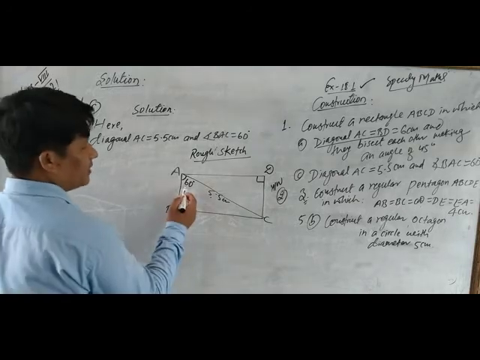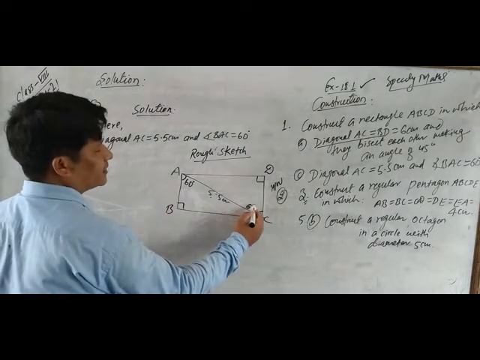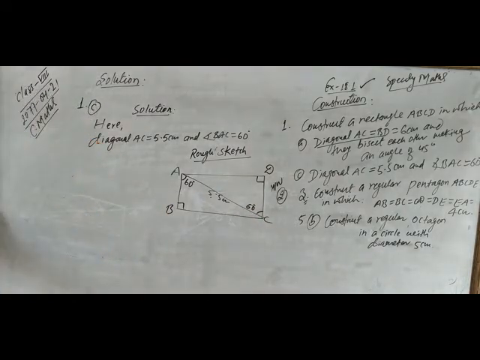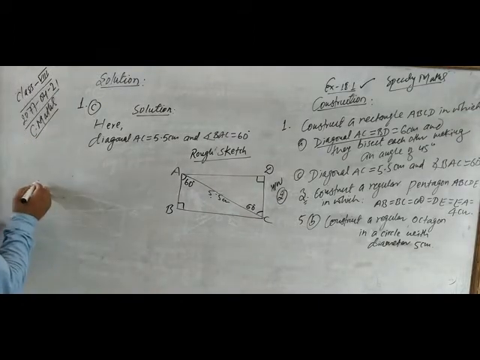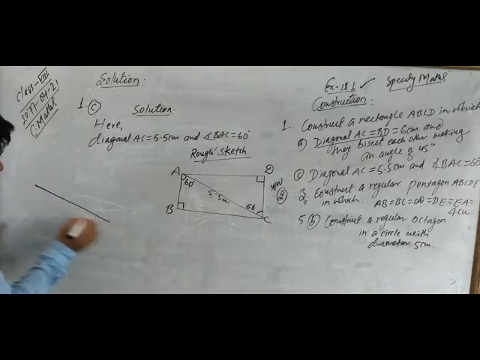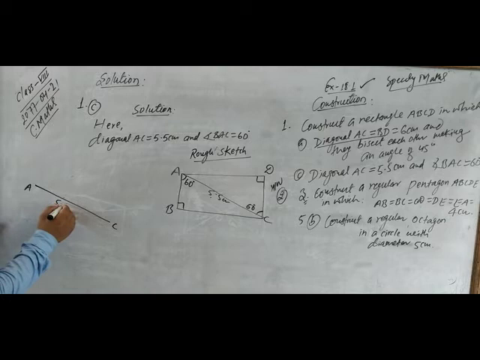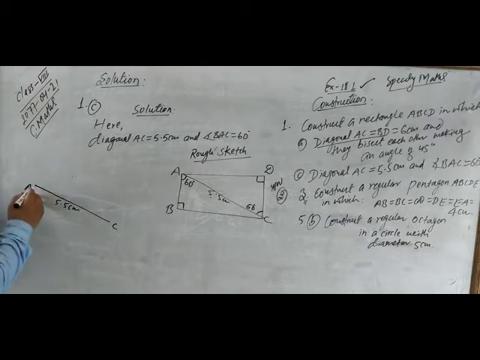If this one is 60 degree and this one will also be 60, no matter. So first of all, draw the line AC. This is AC, 5.5 cm, and angle at A, yes, at the point A.